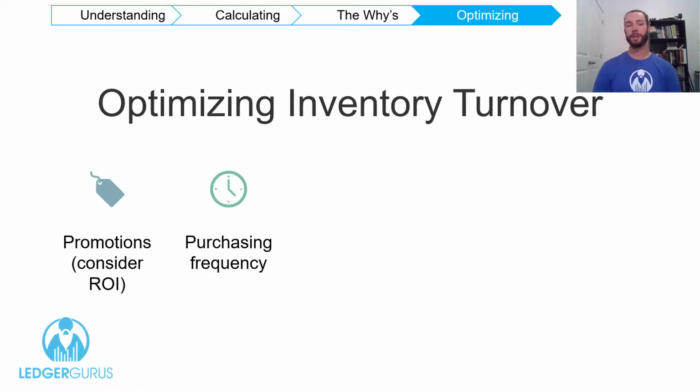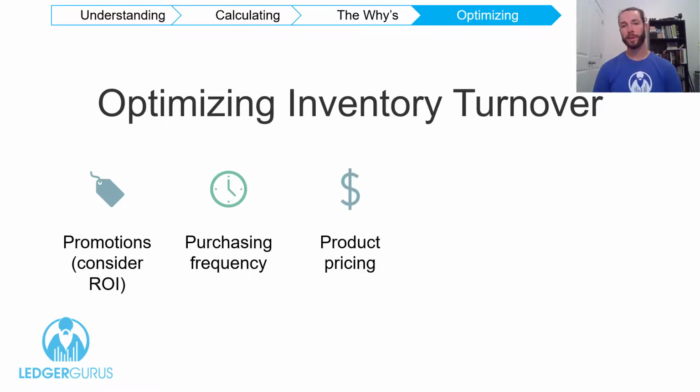So another way you can optimize inventory turnover is your purchasing frequency. The more often you purchase and the smaller the amount that you purchase, that's going to give you a better inventory turnover. You're going to have less in your hands at any given time. And once again, you want to look at the cost-benefit analysis. If you purchase more frequently with lower orders, how does that impact your purchasing power with suppliers and things like that? But if you can get away with purchasing more often and in a smaller amount, then it's going to help your inventory turnover.